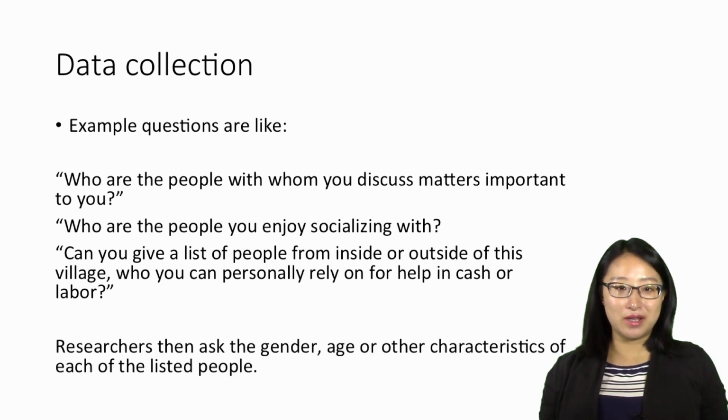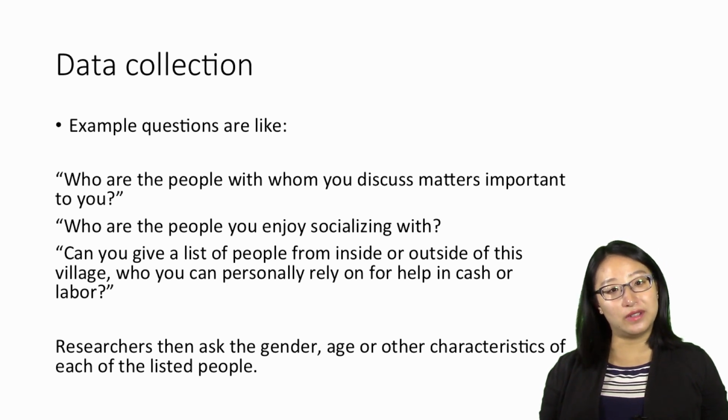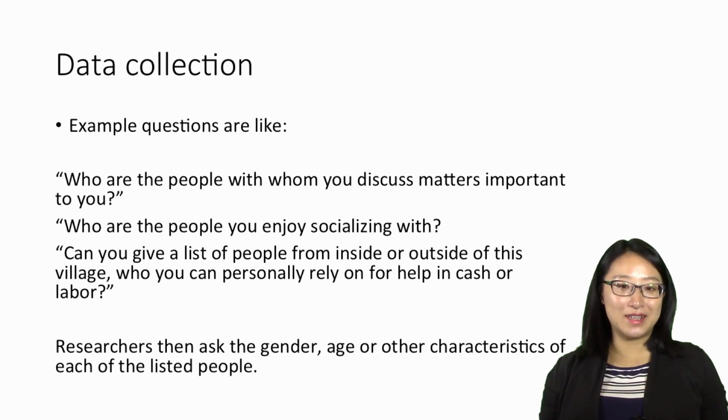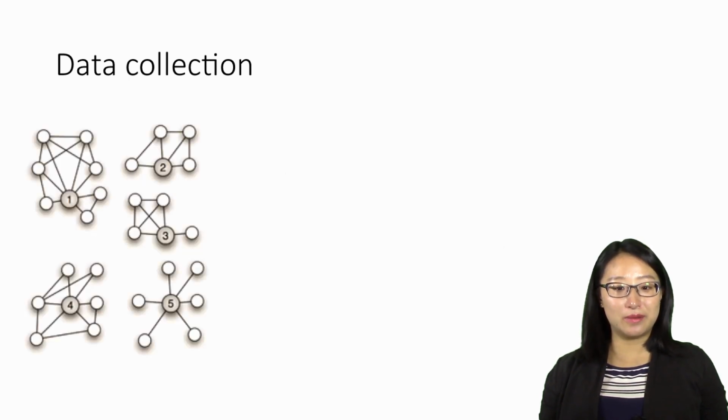After the name generator question, researchers then ask about the attributes of each of the listed individuals. For example, what's the age of the mother, and what's the household income of the friend listed in the third question. After researchers collect all answers from the respondents with regard to the name generator and name interpreter, they can construct both egocentric and global networks.